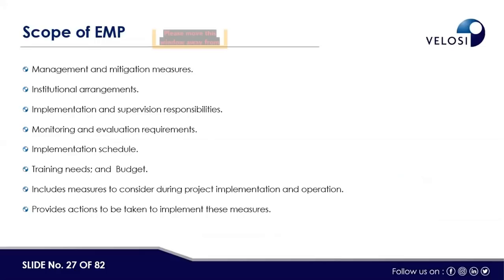Now we will discuss the scope of the EMP. The scope includes management and mitigation measures, and then the institutional arrangements. As I mentioned at the start, we have to identify the responsibilities. For example, what are the project manager's responsibilities for the implementation of the EMP? Then we have to identify the responsibilities of the engineers, the employees, and the subcontractors, and what resources we require. Implementation and supervision responsibilities, and then the monitoring and evaluation requirements.